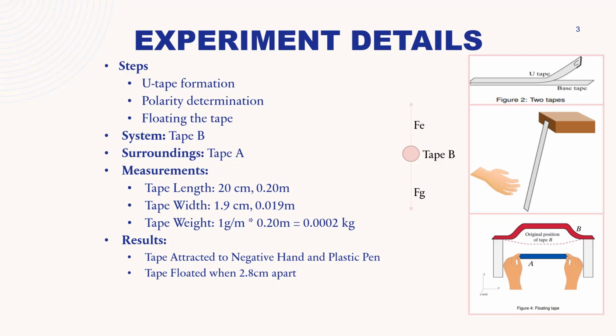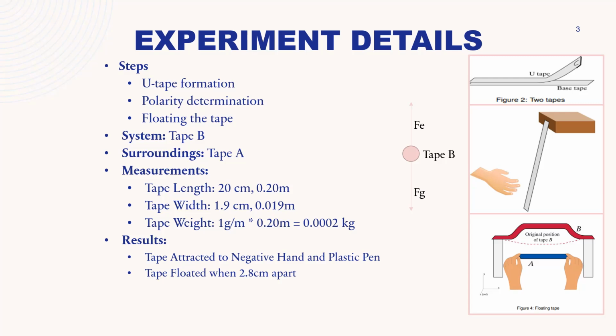The second was to determine the polarity of the tape in question. So the way this was done was using my hand and a plastic pen, which were rubbed in my hair to make them negative, and placing them near the tape. Since the tape was attracted, we knew that the tape was likely positive.